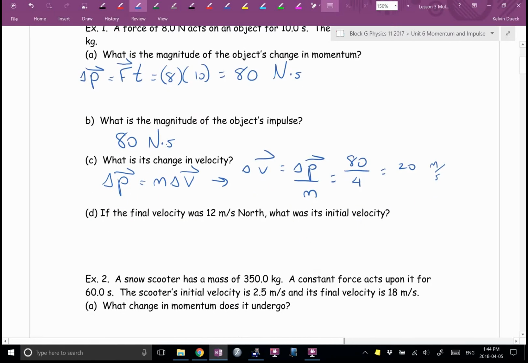So, D, if the final velocity was 12 meters per second north, what's my initial velocity have to be? 8 meters per second south.